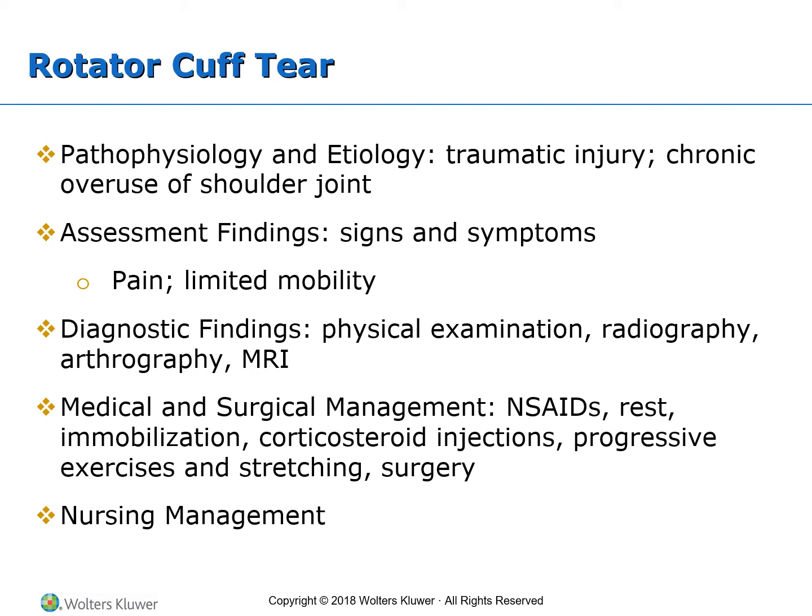A shoulder replacement, referred to as a reverse shoulder arthroplasty. The socket portion of the artificial joint is placed on the humerus, and the ball part of the joint is placed on the scapula.